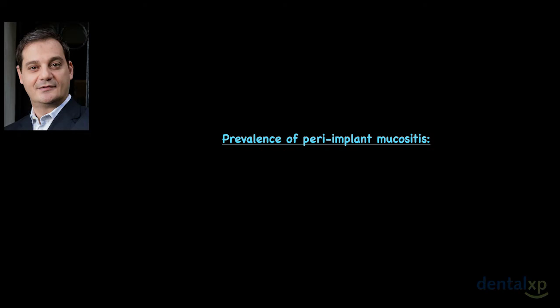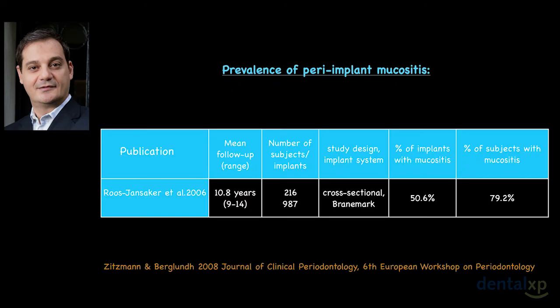The question becomes, what's the prevalence of peri-implant mucositis? In the 6th European Workshop, they published a cross-sectional study, the longest one, made over 10.8 years as a range. On 987 implants, it led to 50.6% of mucositis. Now, what does it mean? It's also very high in the subject: 79.2% of the people having implants presented mucositis. That is a substantial amount.